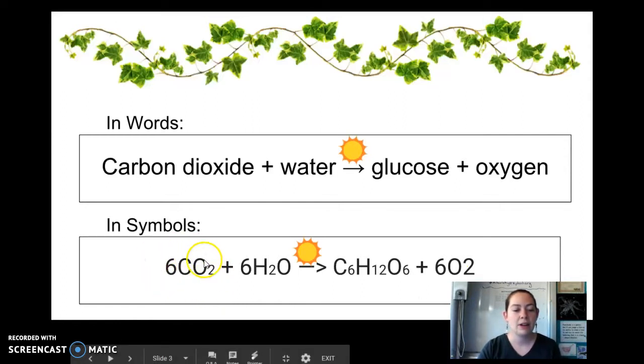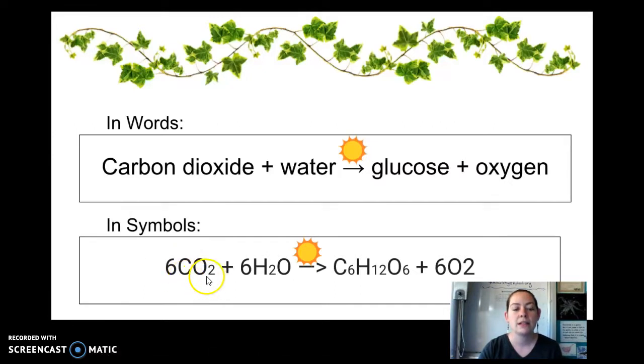So this is the symbol for carbon dioxide, CO2. That means there's one carbon atom bonded to two oxygen atoms. And we have 6 of these all together. That's why there's a 6 out in front. So that tells us we have 6 molecules of carbon dioxide. Now we also have to add water, H2O. That means there are 2 atoms of hydrogen and just 1 atom of oxygen bonded together to make this molecule of water. And we have 6 of those molecules of water.